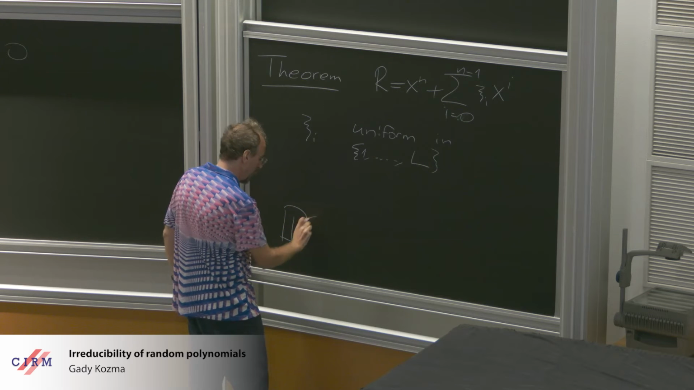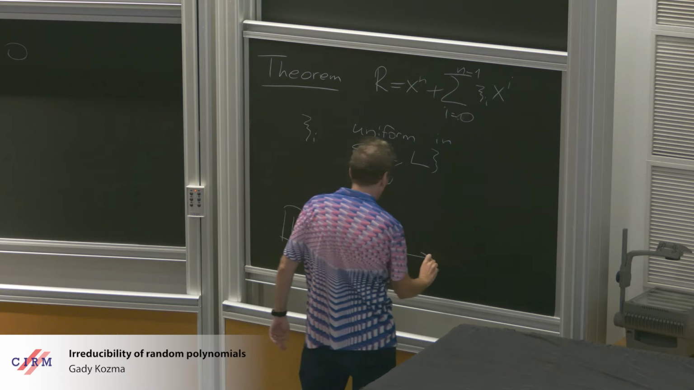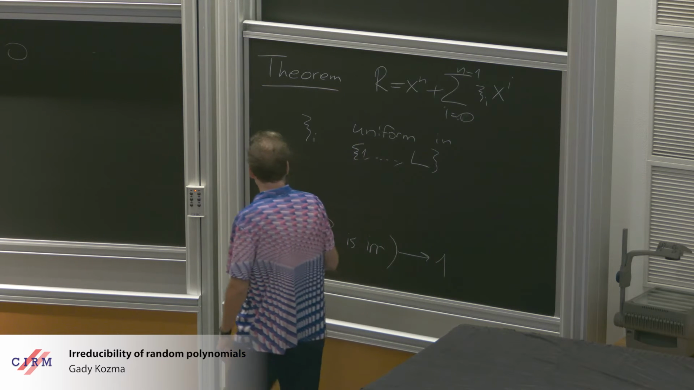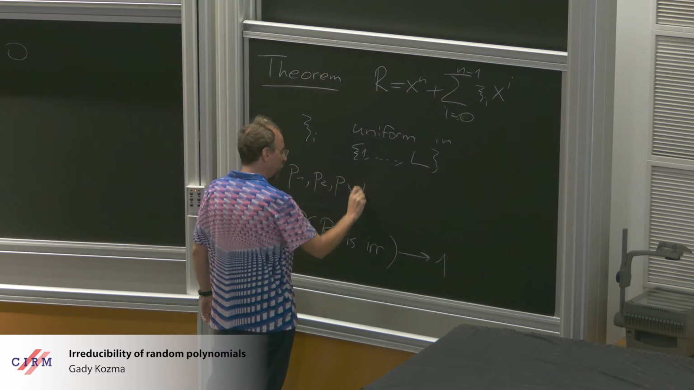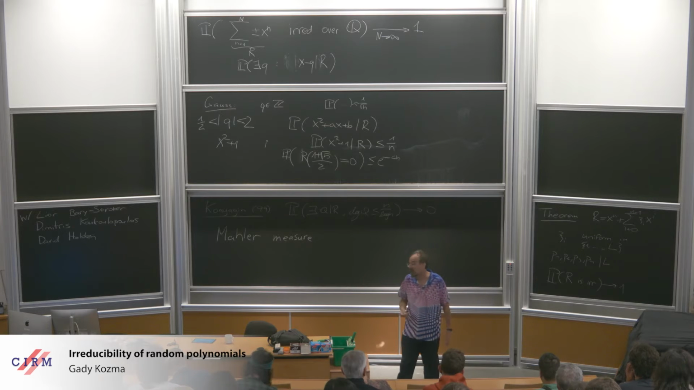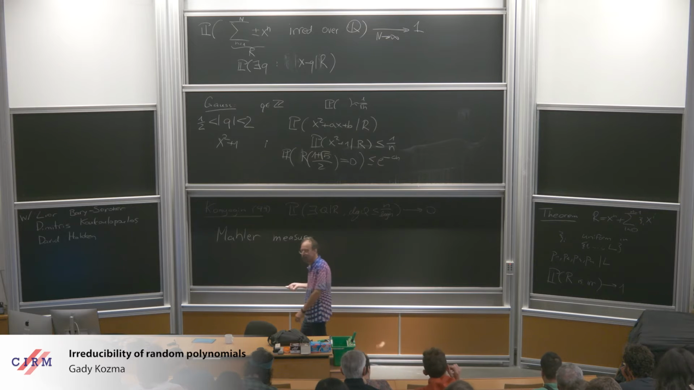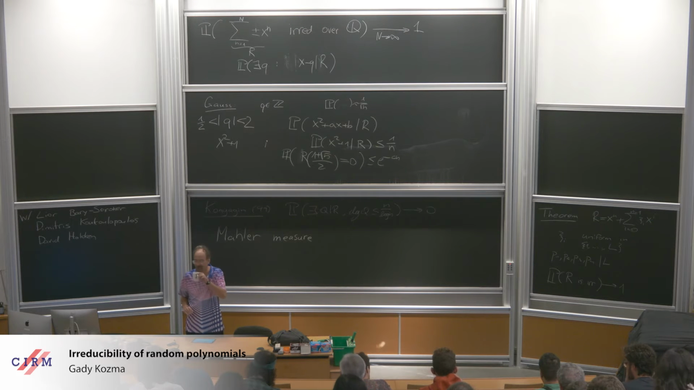Then the probability that R is irreducible over the rationals, as usual, goes to 1, but there is a condition on L. What is the condition? That there are 4 distinct primes that divide L. So for example, 210, that's 2 times 3 times 5 times 7. That's the smallest number which has 4 distinct prime factors. And this is the condition in our theorem.